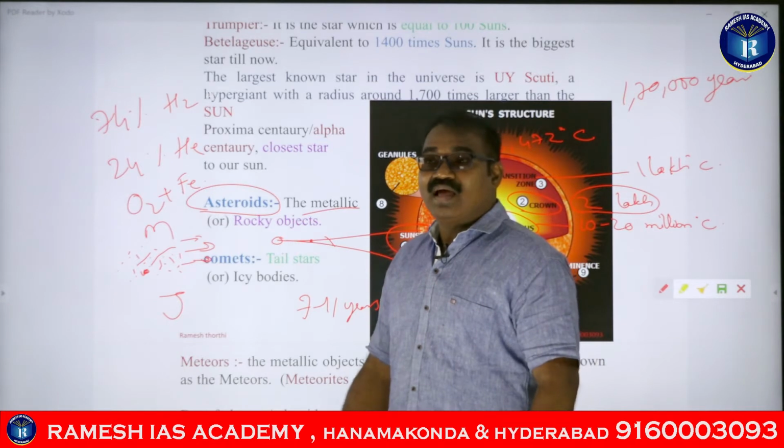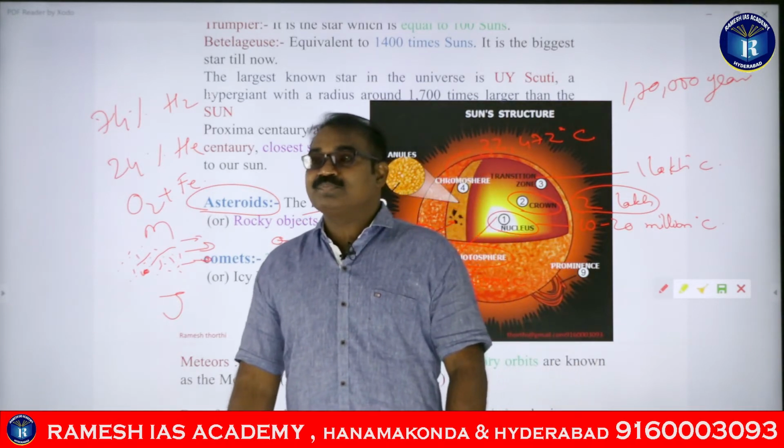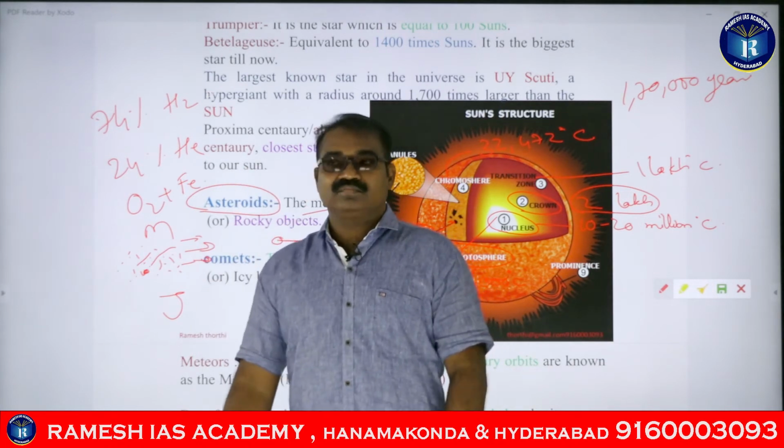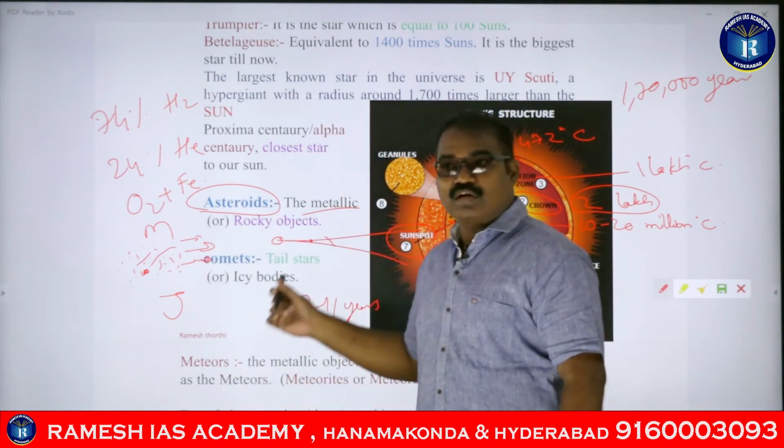They melt, and in due course of time there is a possibility of them coagulating to form a new planet. That is the reason the asteroids are called the pioneer planets, guys.